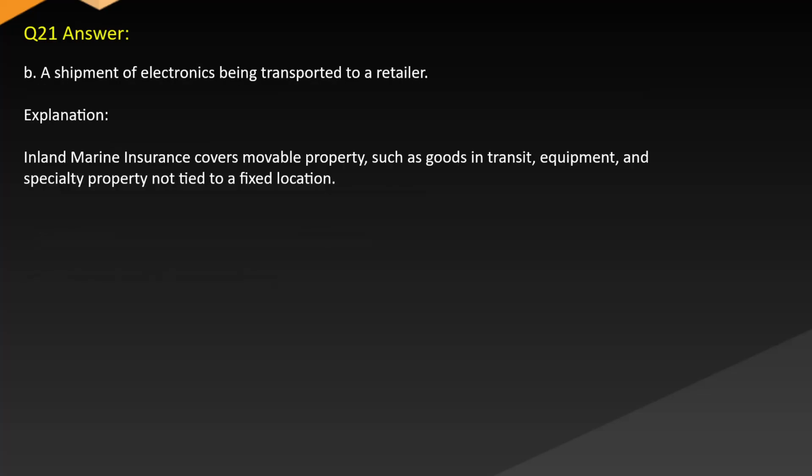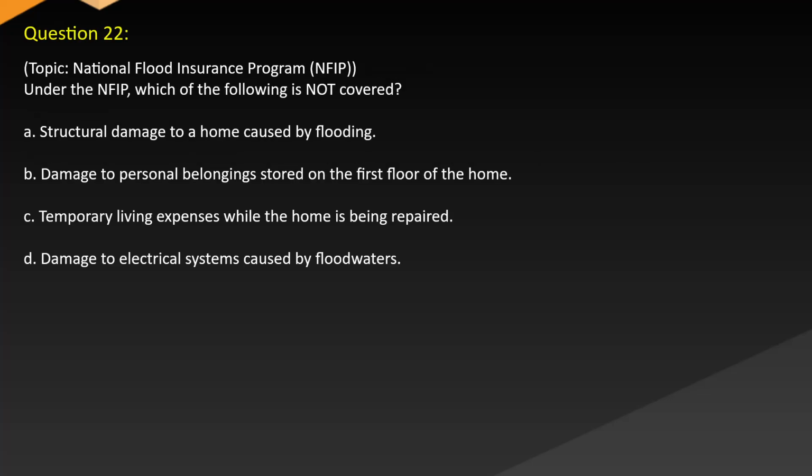Answer: B. A shipment of electronics being transported to a retailer. Explanation: Inland marine insurance covers movable property such as goods in transit, equipment, and specialty property not tied to a fixed location. Question 22. Topic: National Flood Insurance Program (NFIP).